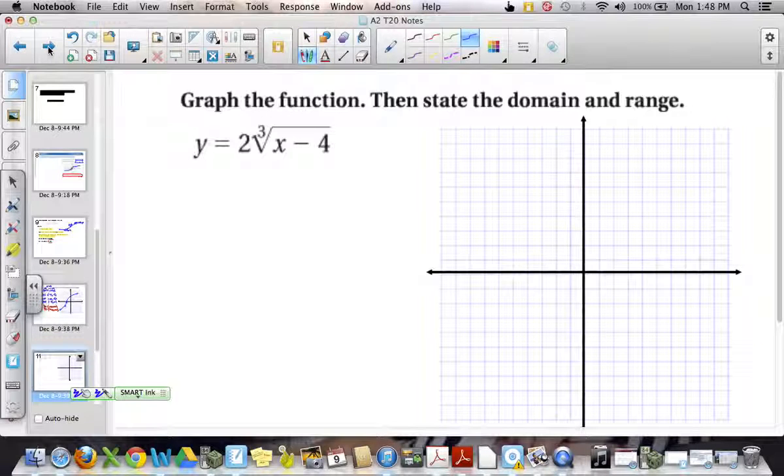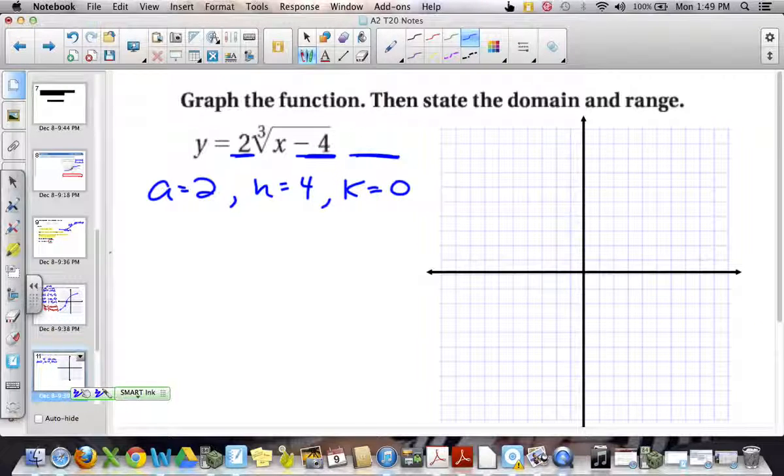So first thing I'm going to do is identify a, h, and k. So a is 2. h is the number being subtracted, so that's 4. And there is nothing being added at the end, outside of the root, so k is 0. So step 1, we're going to plot 4, 0, h, k. So that will be right here.